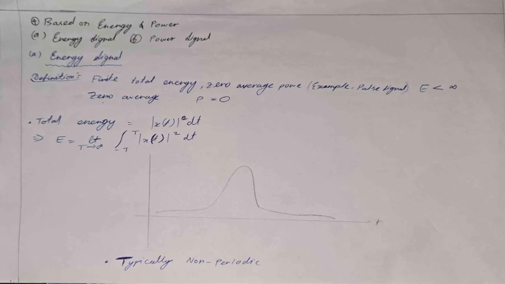The total energy, here we can see mod of x of t square dt, so that E is equal to limit T tends to infinity, integration from minus T to T, mod of x of t whole square dt. Here we can see the graph of it. It is typically a non-periodic function.